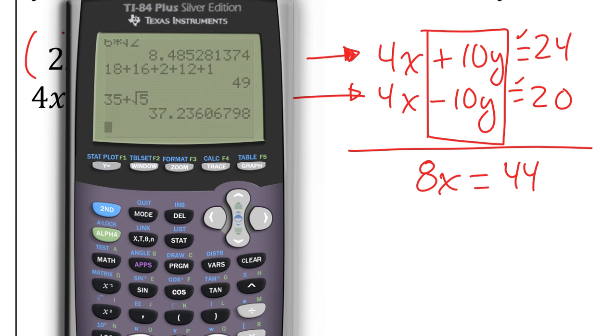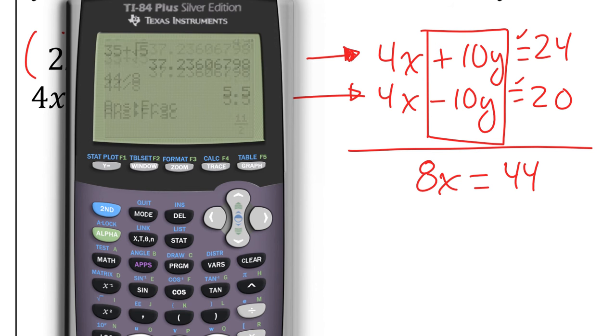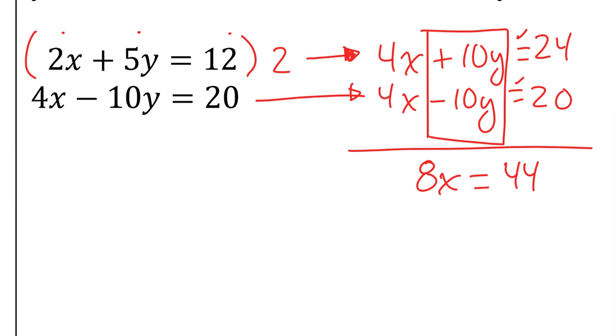I know that doesn't go in evenly. 44 divided by 8 looks like 5.5, which is, what is that? It's 11 halves, isn't it? Yep, it's 11 halves. So x is 44 over 8, which is 11 halves. And now y. Okay, not difficult.